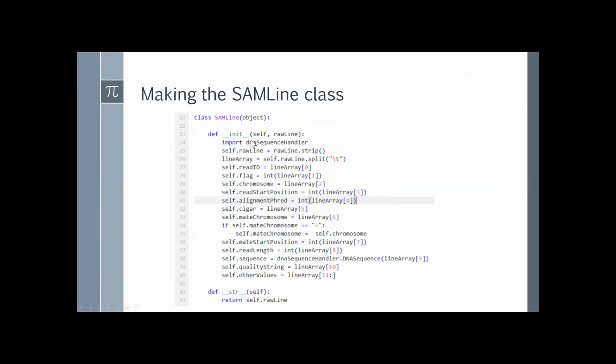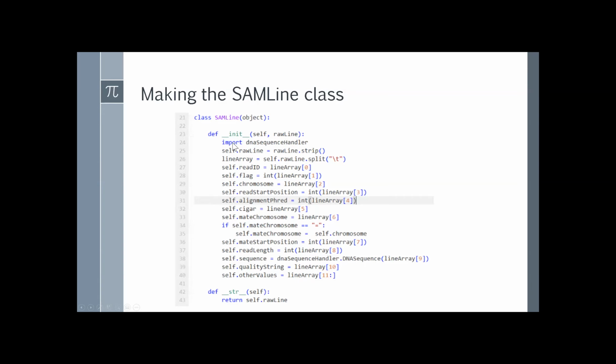We have an initializer. We also have, again, our overloaded string, which is just going to print out the raw SAM line. And what we're taking in as an argument, so remember, self is sort of handled automatically. We don't have to pass that. We just have to pass it the raw line of SAM data.